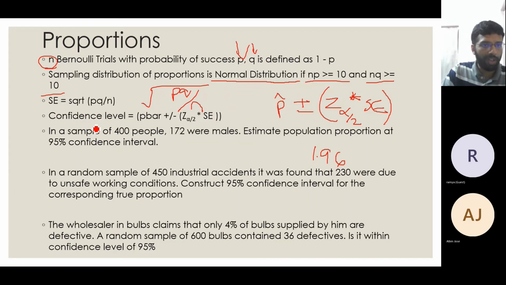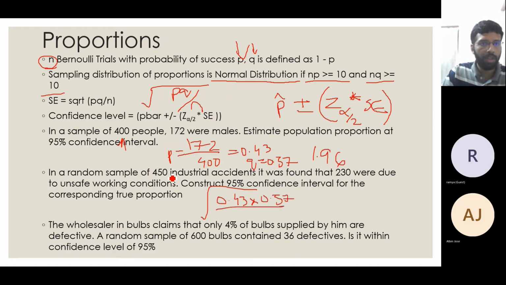So in a random sample of 400 people, so n is 400, 172 were males. So I have to find P. Suppose male is my success criteria, then P is 172 by 400. So that will give me something like 0.43. Q will be 1 minus 0.43, that will be 0.57. Then I have to find my standard error, which is square root of PQ by n. That is square root of 0.43 into 0.57 divided by 400.